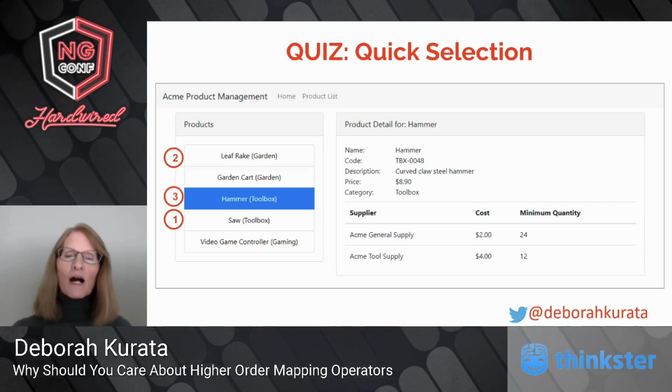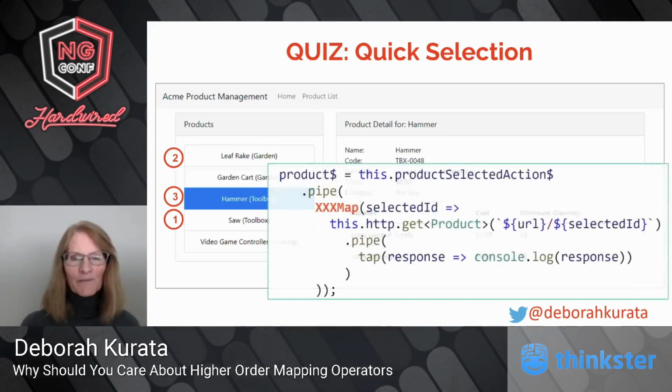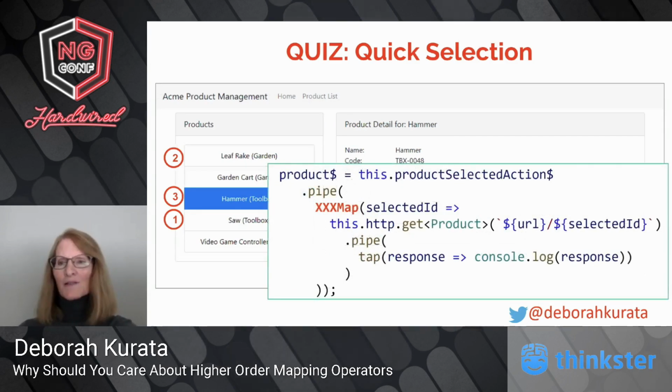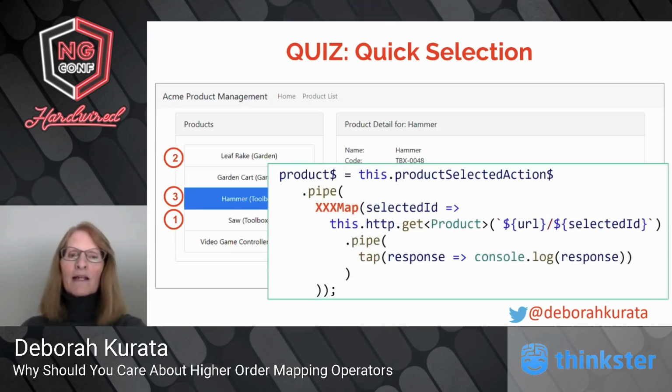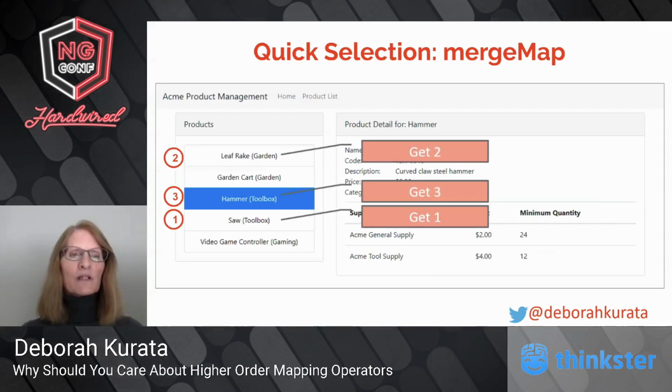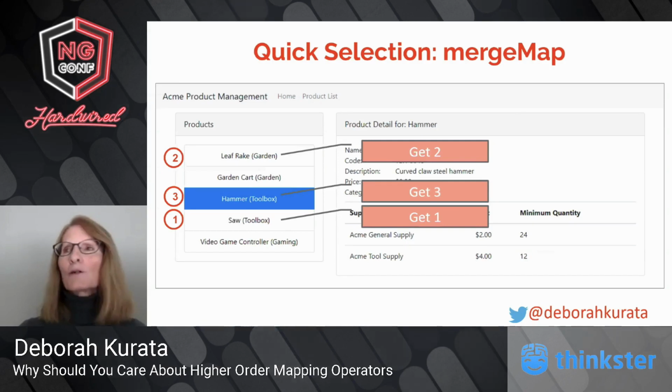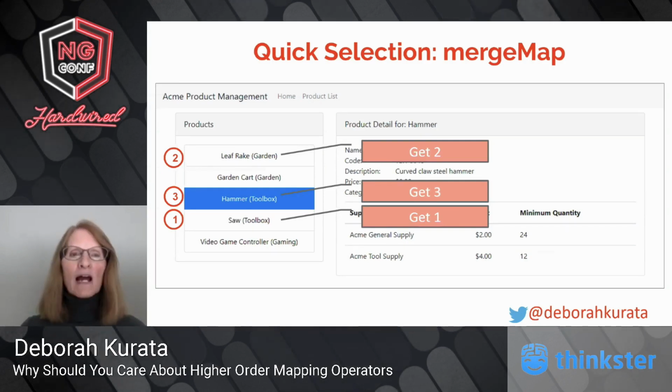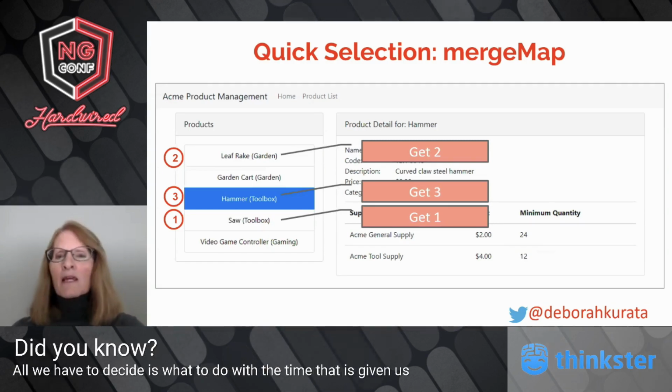All right, so while you're doing that, I'm going to go through each one. So here is the code. Again, that's kind of the same code we've been looking at, and we're going to figure out what mapping operator makes the most sense in this particular case. If we went with a mergeMap, what would happen is it would start executing all of these in parallel. And it's possible if leaf rake required a little extra time, maybe it has more detailed data associated with it, it could actually be returned last. You could end up receiving 1, 3, and 2.